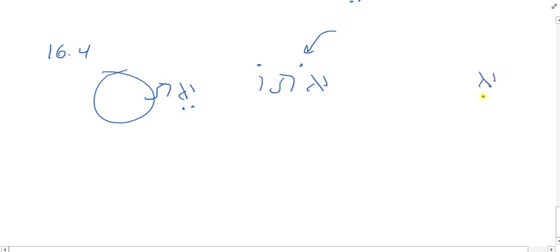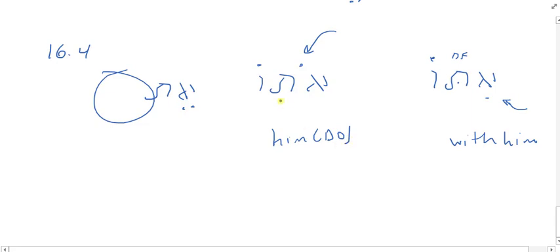And that is to be distinguished from the form you saw, ito, in the last chapter with the dagesh forte and the hireq right here. What was that? Ito. That's with him. Okay? But to say something like, I killed him, it's oto. It's him as a direct object. The pronoun is attached to the direct object marker.